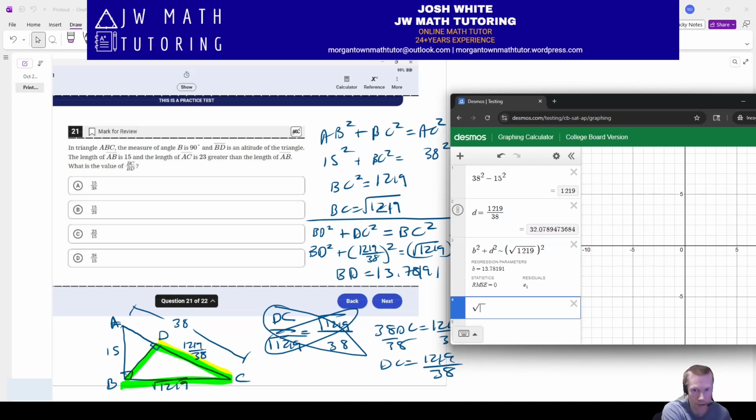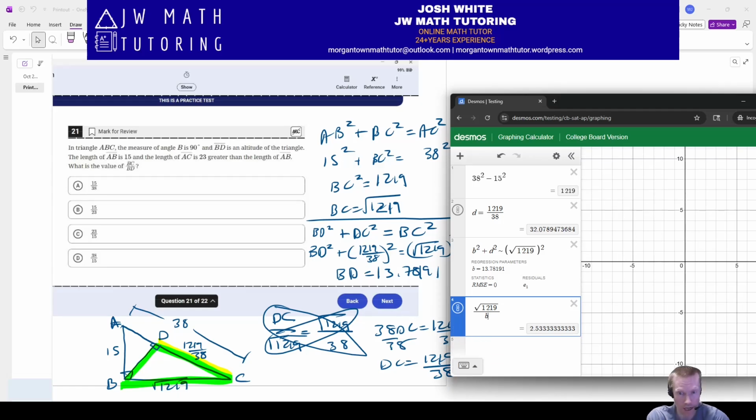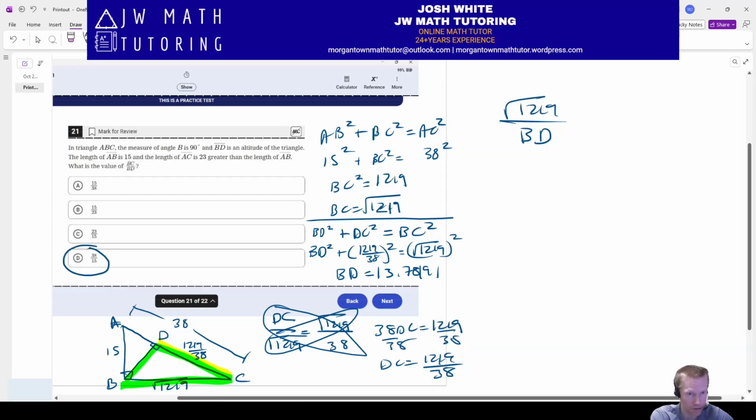So, square root 1219, and then B, which I just found in the last step, that's the value of BD that goes in the bottom here. So I just put this over B, and notice here I have my answer, the 2.53 repeating. Now, the answers are all fractions, of course, so if I just click the fraction button, now I can clearly see, okay, I get 38 over 15. The answer is letter D, which is the correct answer.